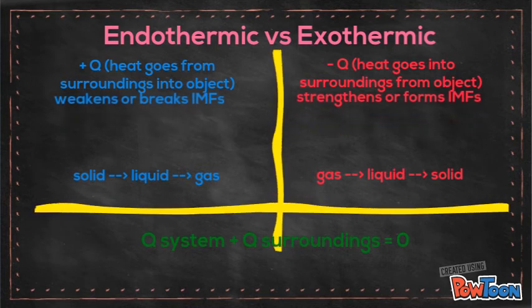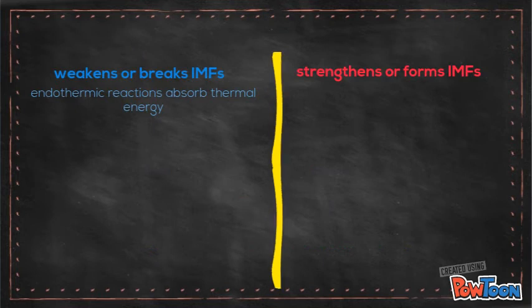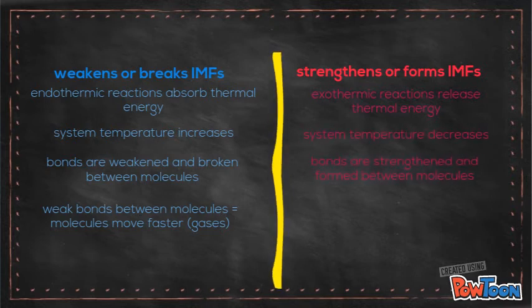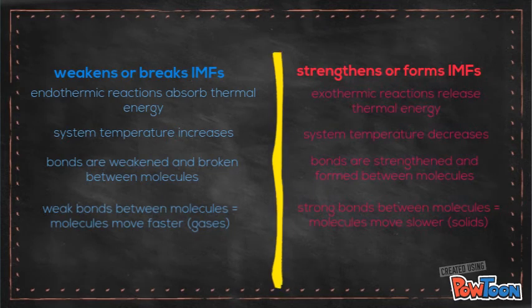Let's think more about how endothermic and exothermic reactions affect bonds. During endothermic reactions, the system absorbs thermal energy, and consequently the temperature within the system increases. The heat weakens the bonds between molecules, which means that the molecules can begin to move faster, causing phase changes from solid to liquid to gas. During exothermic reactions, the system releases thermal energy, so the system temperature decreases. The bonds between molecules are strengthened, causing more rigidity and phase changes from gas to liquid to solid.